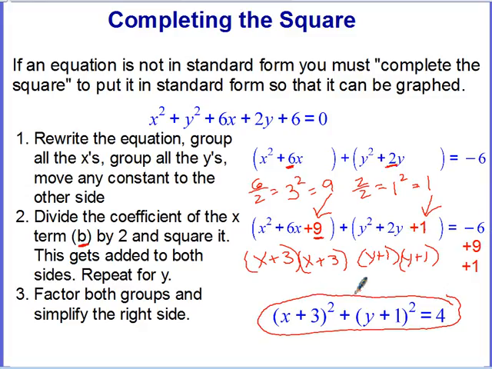Now this is a circle. So now that's a conic that we know how to graph. It's in standard form for a circle. There's my center, -3, -1, and the radius is 2.